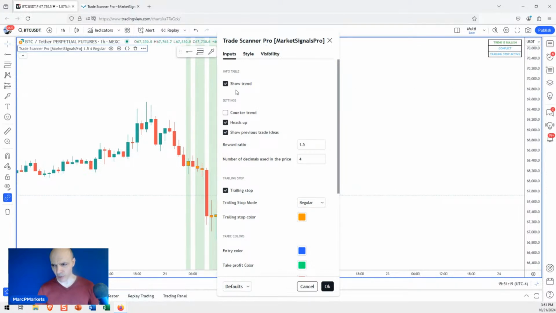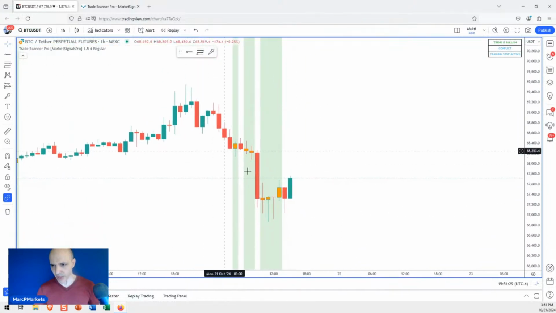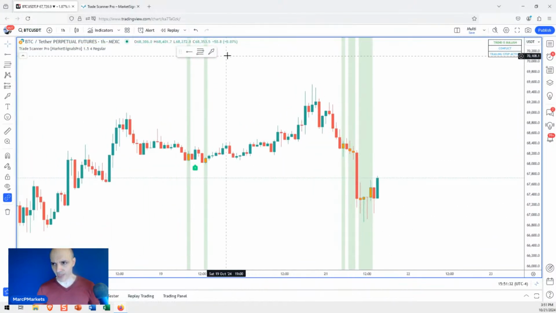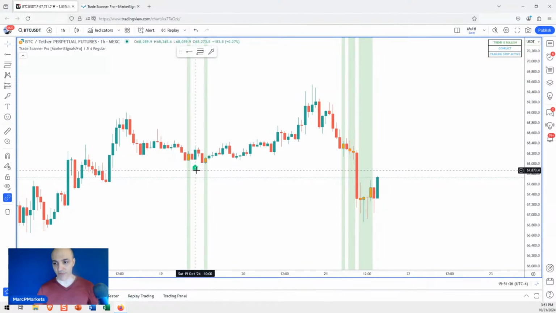And then this box up here, show trend, is what generates this little box up here that tells you the trend. Okay, so I turned all my features on, and so I can explain to you real quick the previous trades. That's pretty straightforward. You roll over these arrows, and that shows you a previous trade.